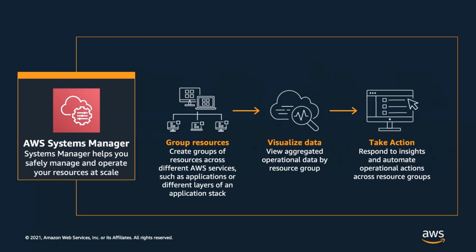First, it groups your resources in a way that's meaningful to you and your environment. It can do it by application, environment, or business unit. Basically, whatever makes sense to manage your resources from an operational perspective. It then will visualize that data, then take action to respond to specific areas where you need to automate the operation actions across your infrastructure.